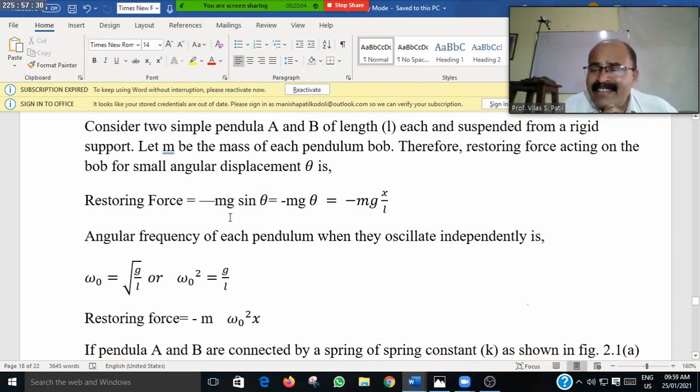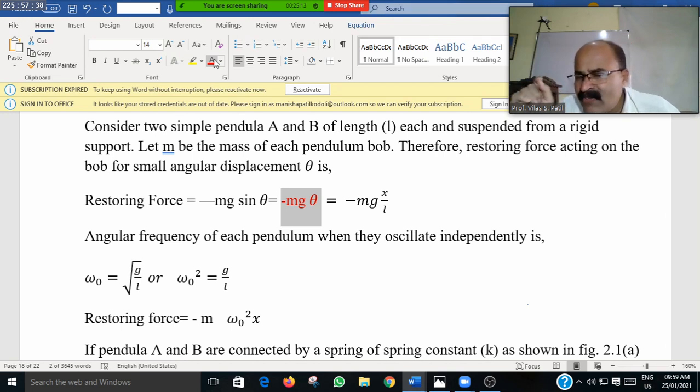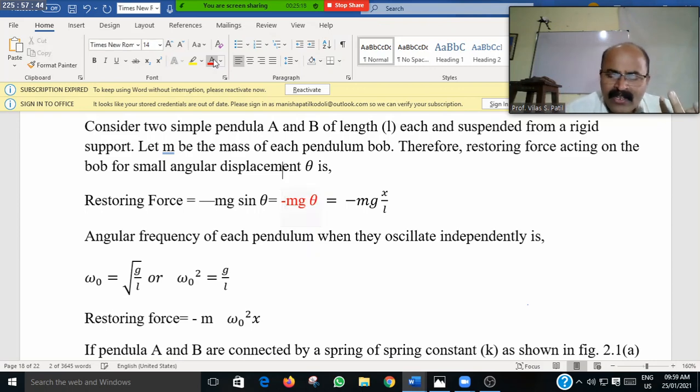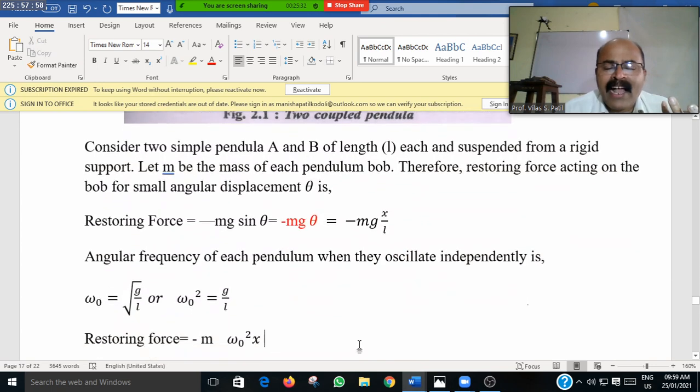थीटा व्हेरी स्मॉल आहे, साइन थीटा बरोबर थीटा आला मित्रांनो, त्यामुळे काय आलं बघा रिलेशन, that is minus mg theta, कारण when theta is very small, sin theta is nearly equal to theta. आणि थीटा म्हणजे काय आहे मित्रांनो, हा x आहे बघा आणि हा l आहे. थीटा म्हणजे समोरील बाजू भागिले कर्ण. समोरील बाजू x1 आहे, कर्ण l आहे. त्यामुळे theta is displacement divided by l झालं, त्यामुळे minus mgx by l आलं.